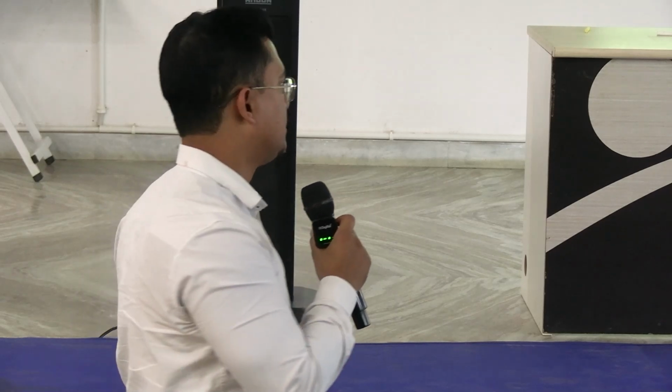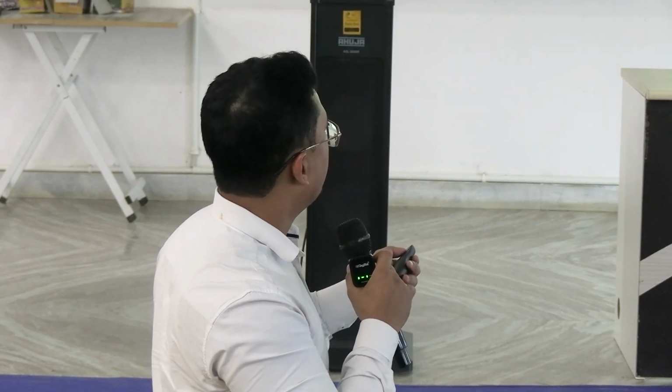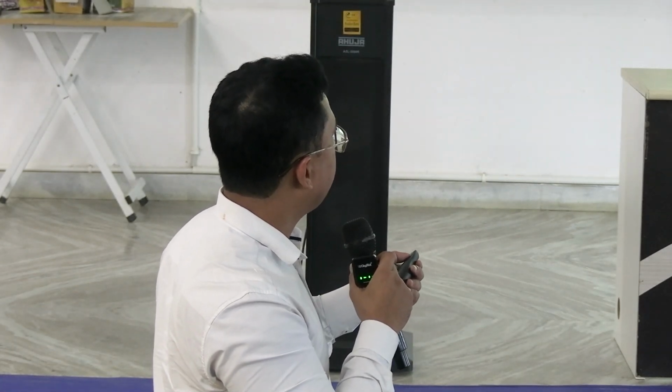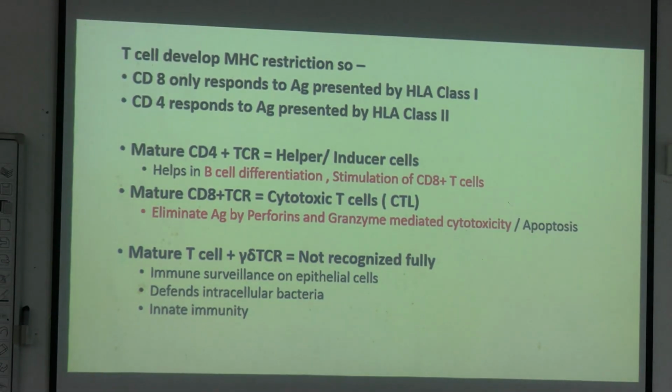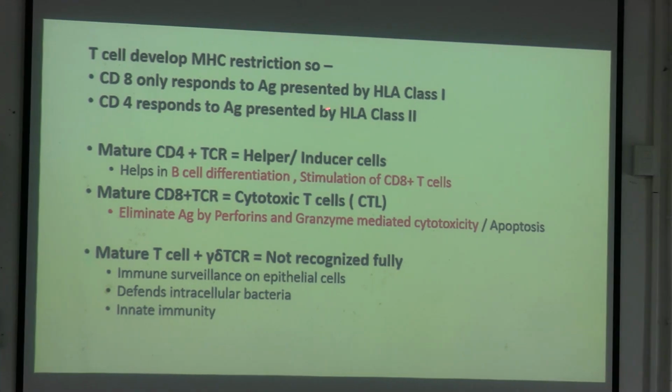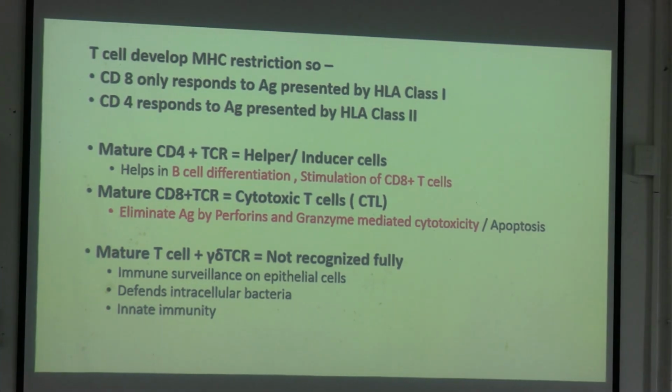They may give a question on the T cell receptor also, the structure and the functions of the T cell receptor and what are the CD antigens that are associated with it. Now this MHC restriction: the T cell will develop some MHC restriction because CD8 will only respond to the antigen presented by HLA class 1, and CD4 will only respond to the antigen presented by HLA class 2. If the HLA class 2 antigen is in contact with cells with CD8, they will not respond because they are not designed to recognize that molecule.